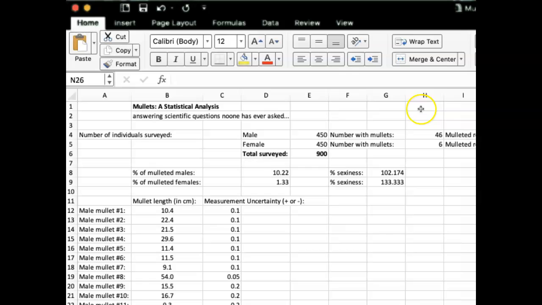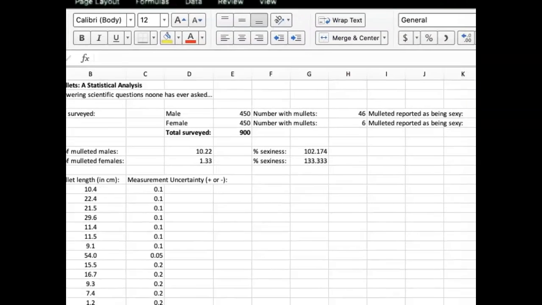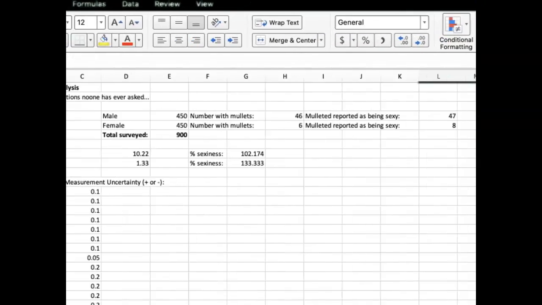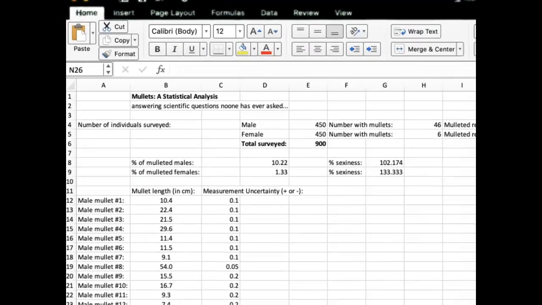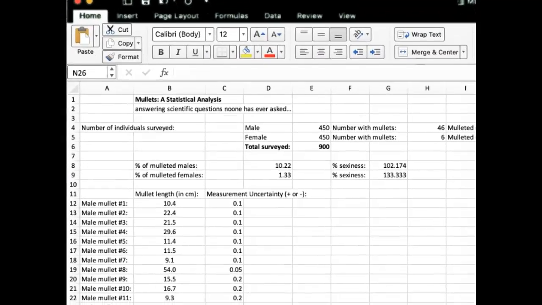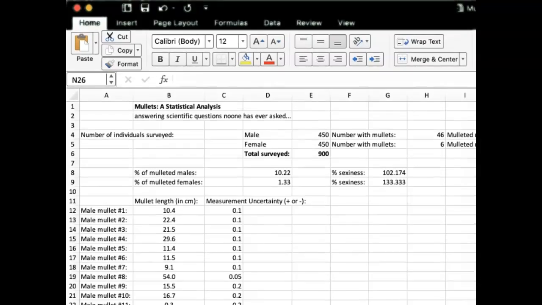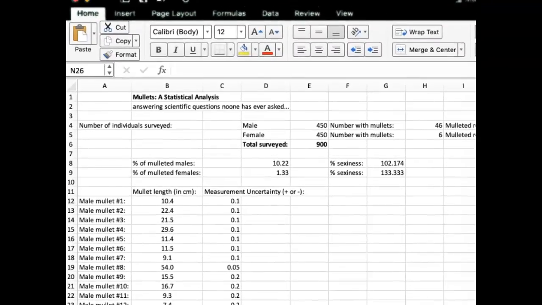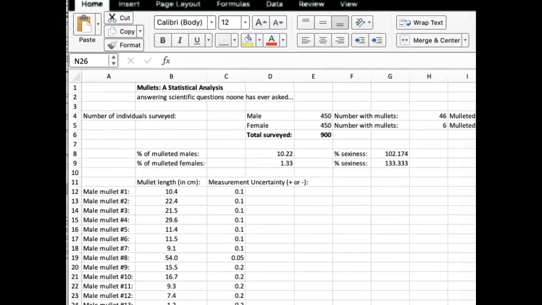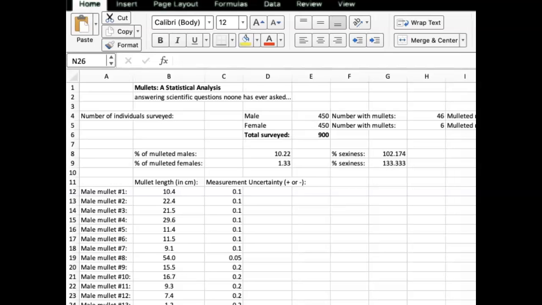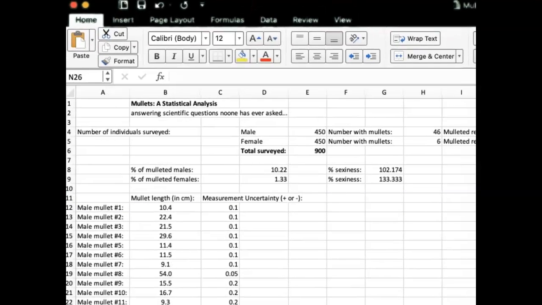But we will ignore that little part. What you can see in this, as we pan through, is that we surveyed a whole bunch of individuals and we tried to determine a couple of things about those individuals that had mullets. So all of our concepts are going to be according to this.